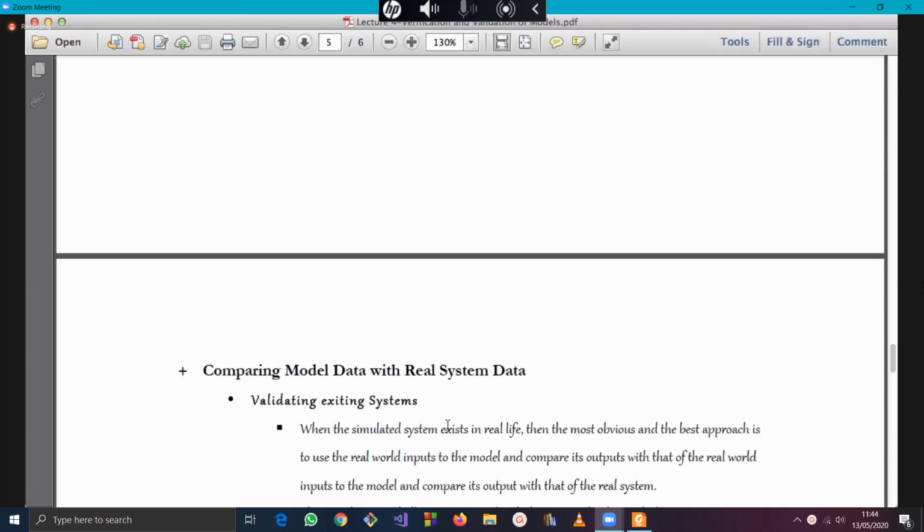There is what we call expectation. And in that particular case, a good system is one where, if you put in X and you expect Y, then you should be able to get Y. That is what ideally a good system is expected to do. So when a simulated system exists in real life, then the most obvious and the best approach is to use the real world inputs. This is very important, and this is an aspect that we must pay attention to.